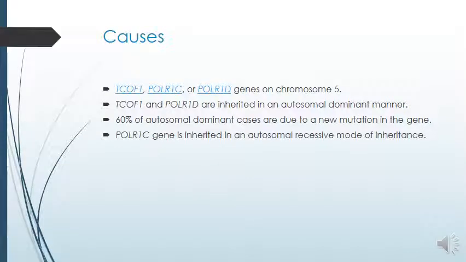Treacher-Collins is caused by 3 genes on chromosome 5. TCOF1 and POLR1D are inherited in an autosomal dominant manner. 60% of the autosomal dominant cases are due to a new mutation in the gene. The POLR1C gene is responsible for the disease being inherited in an autosomal recessive manner.